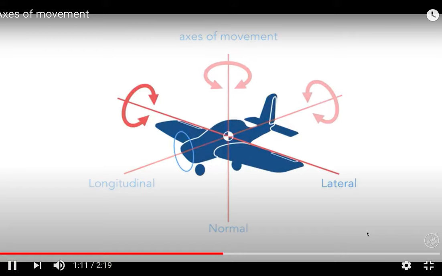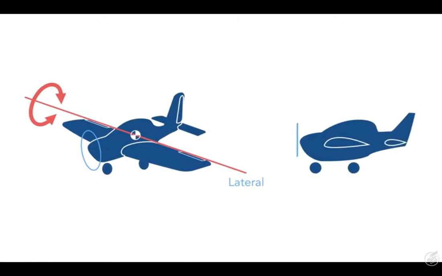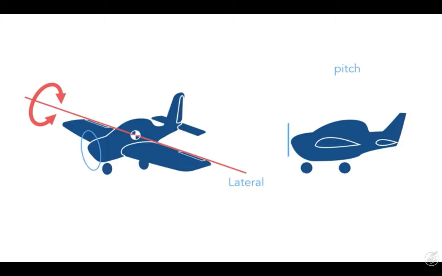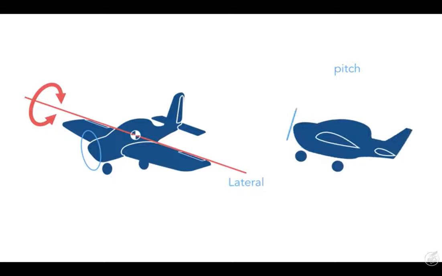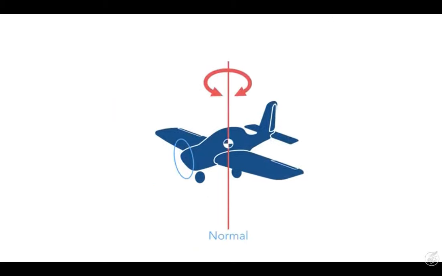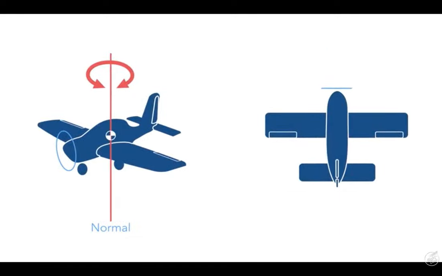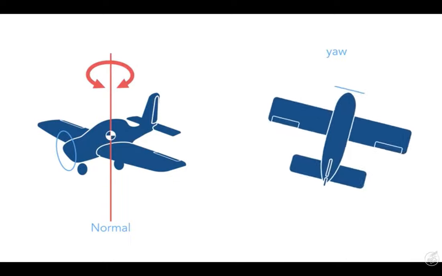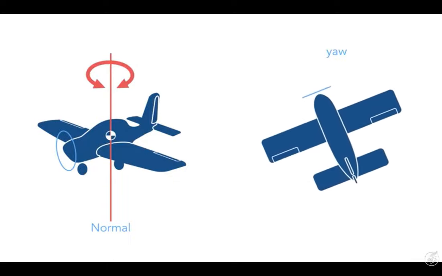Let's look at each individually. The rotation about the lateral axis is called pitch. This movement changes the vertical direction of the aircraft's nose. The rotation about the normal axis is called yaw. This is the movement of the nose of the aircraft from side to side.